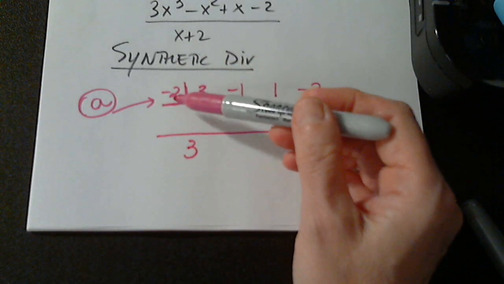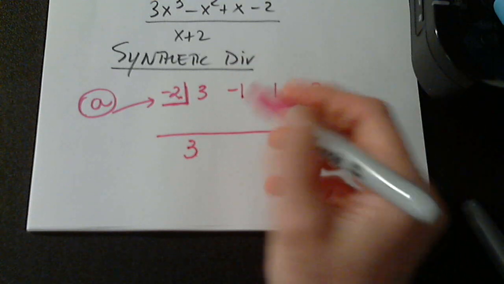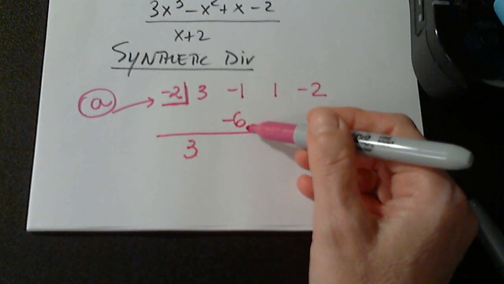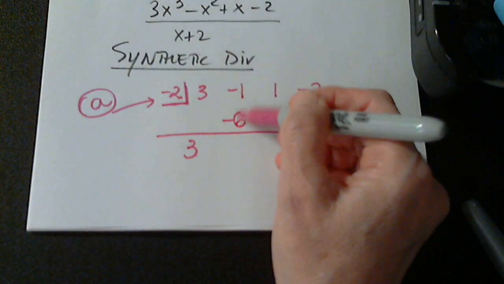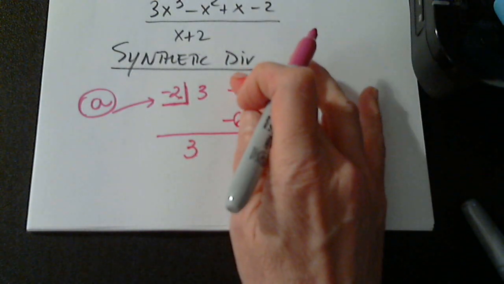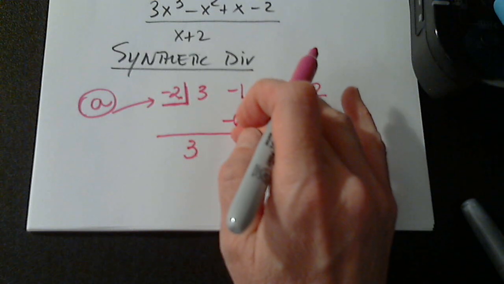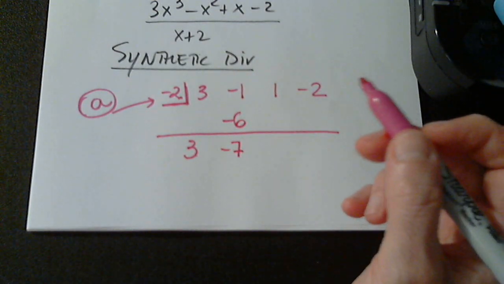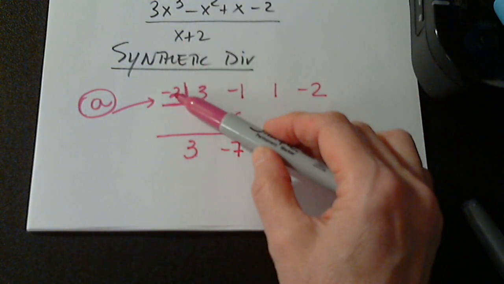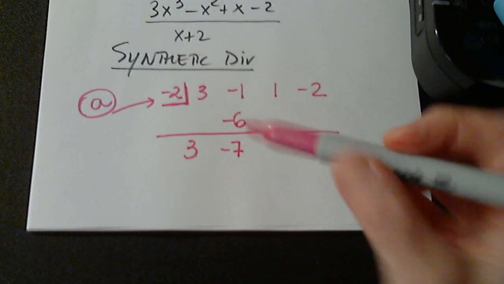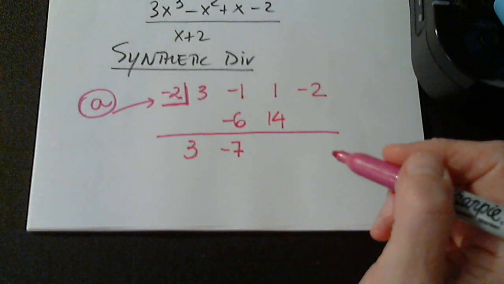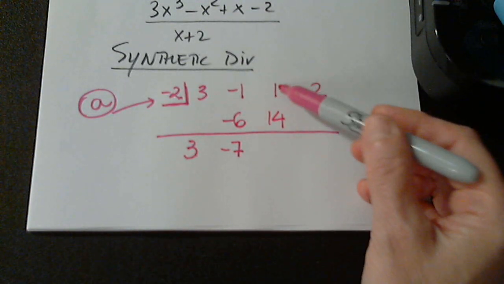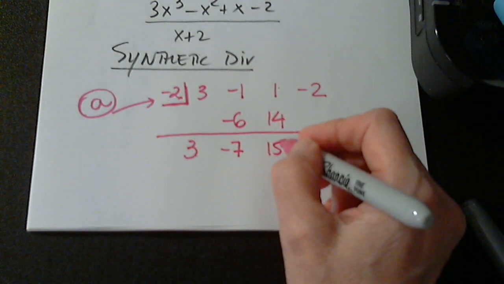Negative 2 times 3 is negative 6. And we write it above the line, under the next coefficient. Perform the operations we see. Negative 1 minus 6 is negative 7. And we continue in the same way. Negative 2 times negative 7 is 14. Write it above the line under the next coefficient. 1 plus 14 is 15.